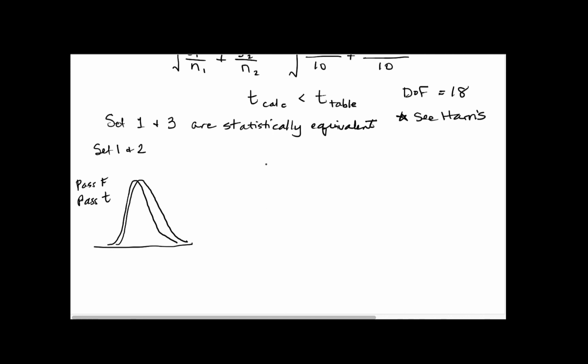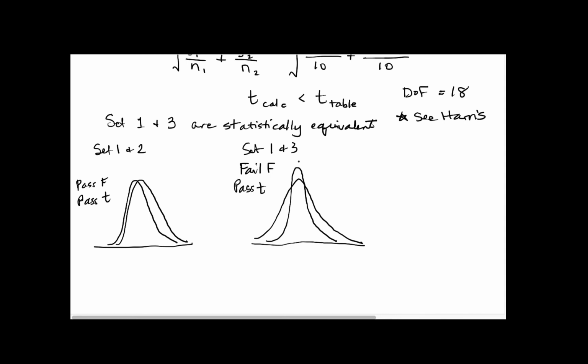Now, the one that we just had, sets 1 and 3, they too had a slightly different mean, and they had a little more different standard deviations. So we failed the F-test, but we passed the T-test because the 2 means are still in a pretty similar location, right? That's really what we're trying to ask. Are these similar to each other?